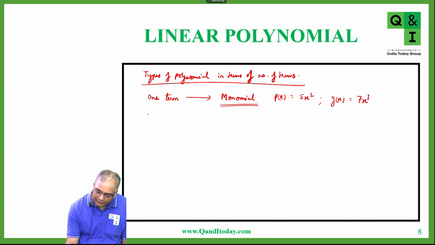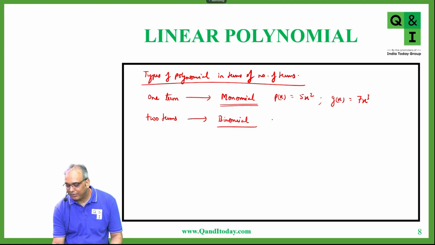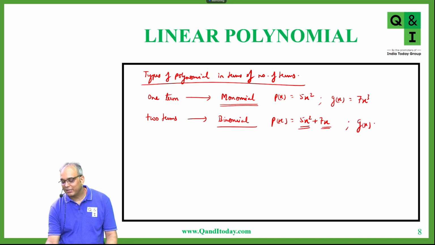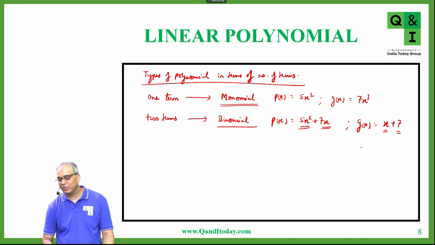Then when you have two terms, a polynomial having two terms is called a binomial. An example of a binomial would be, let's say, polynomial p(x) equal to 5x square plus 7x. There are two terms here, and that's why this is a binomial. Similarly, g(x) equal to x plus 7. Again, we have two terms here, and that's why this is called a binomial.